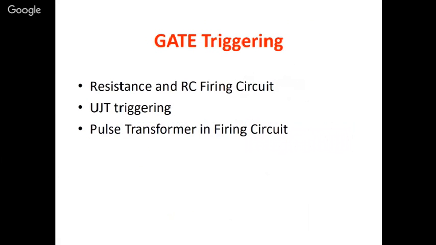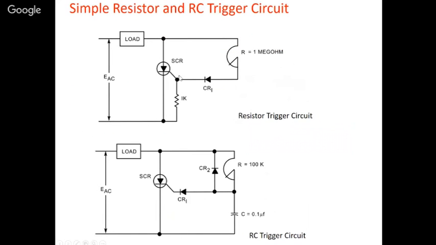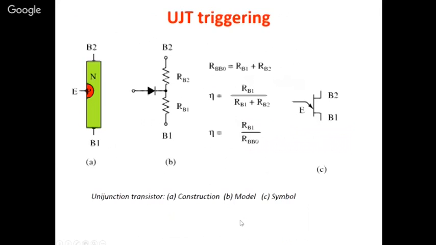This is the gate, and this gate triggering is all conventional analog circuits, so we are not going into it. Nowadays it is mostly digital based. So you have R firing and RC firing, UJT firing, and pulse transformer in the firing circuit. Here you can see that when the voltage across this 1 kilo ohm resistor, where you have to vary this resistor, becomes the firing voltage of the SCR, automatically this SCR will be fired. Similarly, RC based firing with a capacitor is also available.